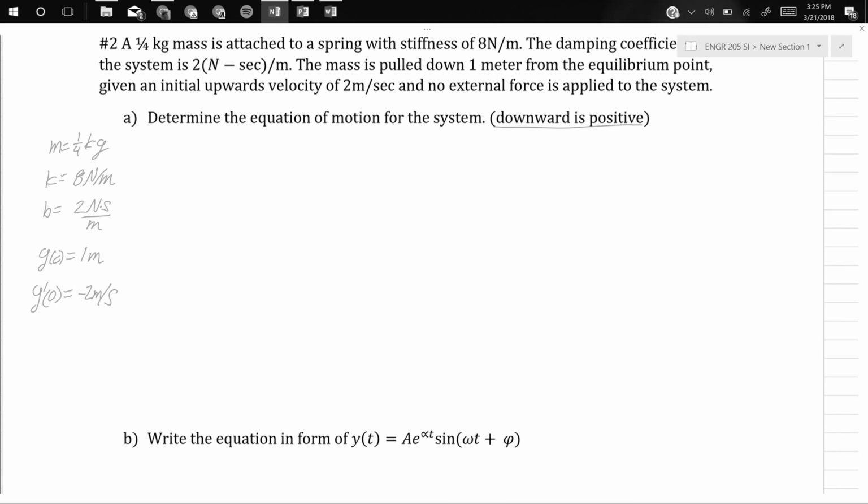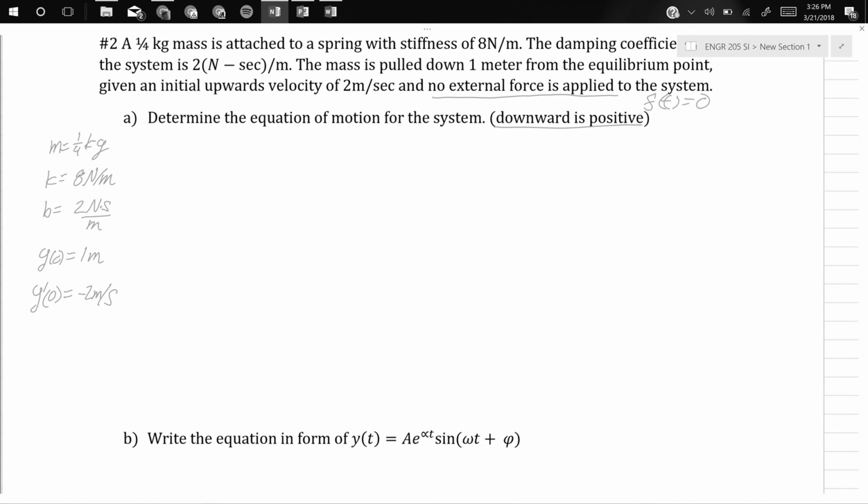So for part A, now we have all our information. For part A, it says to determine the equation of motion for the system. So I'm going to go ahead and write out what our base equation is. Another thing to denote, it says no external forces applied to the system. So that means F of t equals 0. So we don't have to worry about anything on the right side when we do our equation of motion. Or sorry, our force equation.